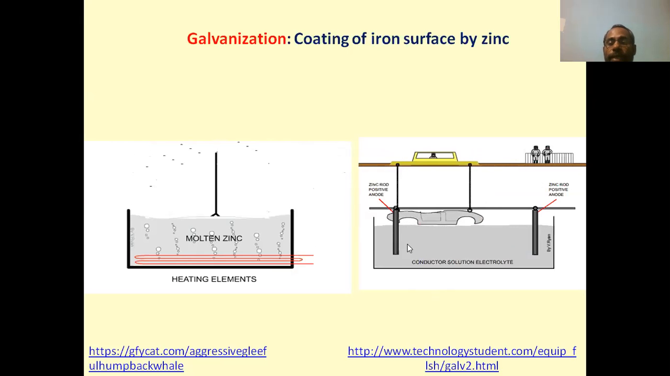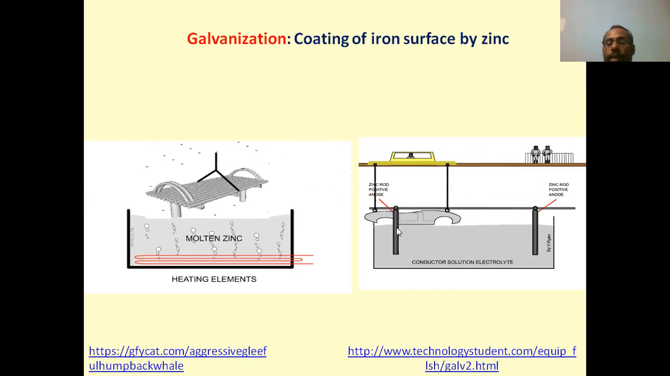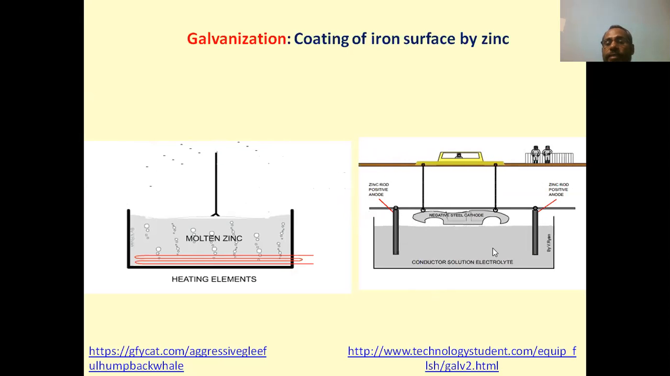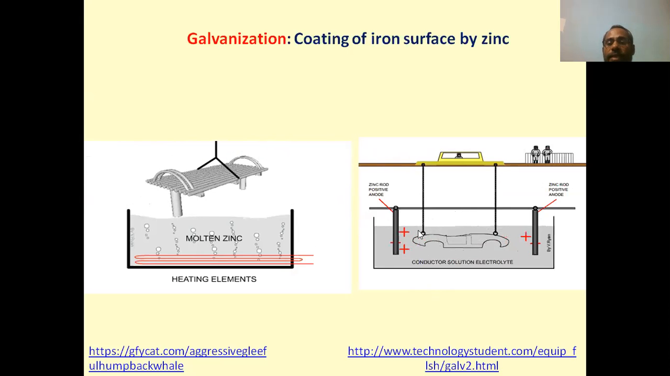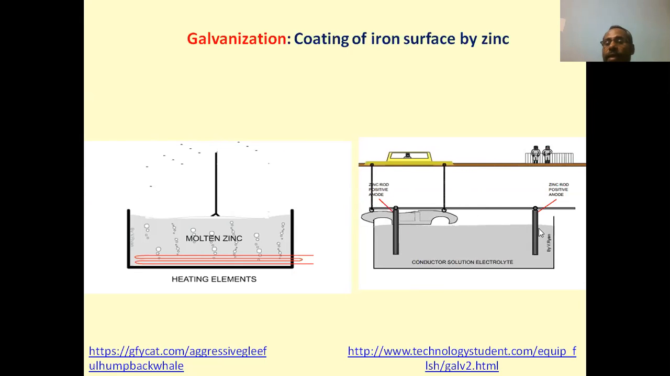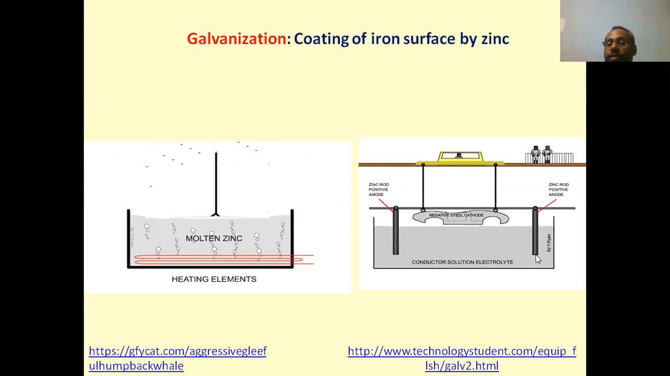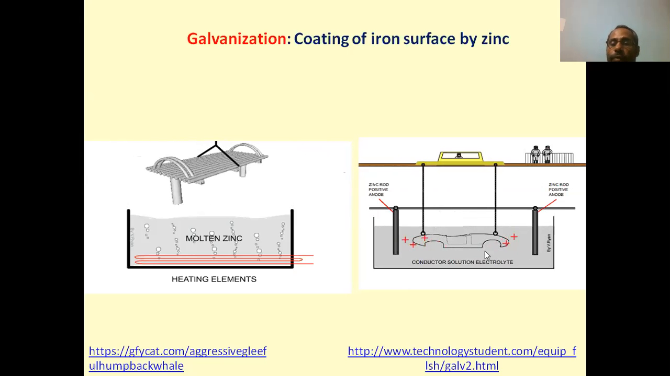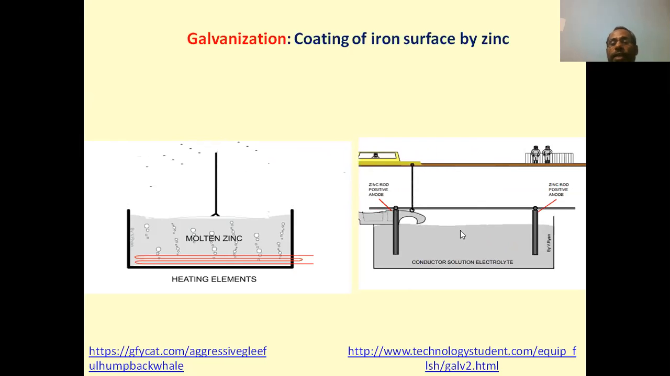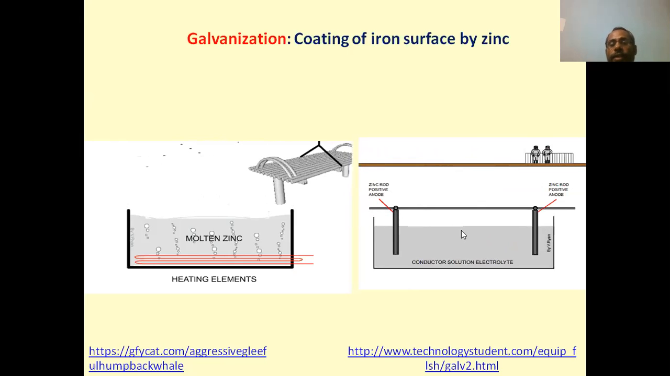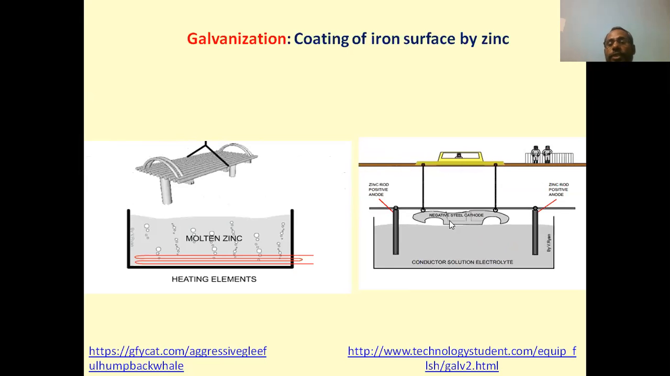Here, the two metals shown are both zinc, and they act as anode. This is a conducting solution, the electrolyte. The metal to be protected will be dipped here. As these zinc metals act as anode, oxidation takes place at these two. Oxidation means dissolution of these two metals. So these two metals come into the electrolyte as zinc ions, and they get deposited over the article to be protected. Hence the entire surface is coated by zinc.